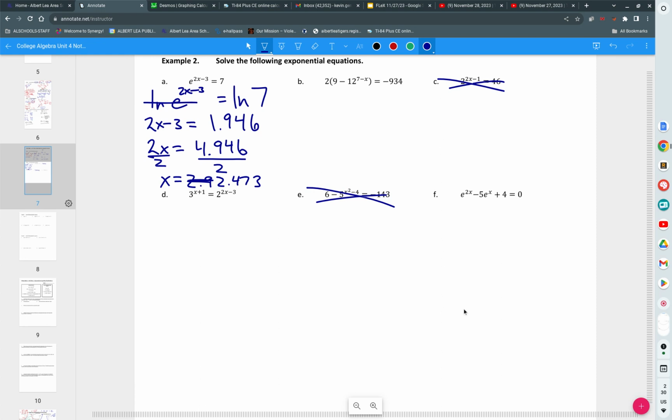B is a little bit more challenging. What do you want to do? Divide by 2. Excellent idea.